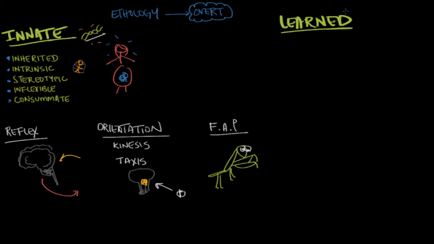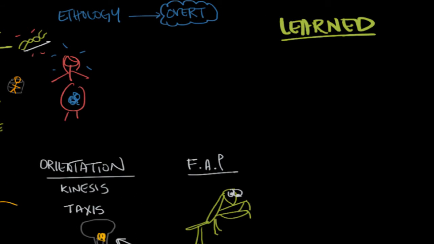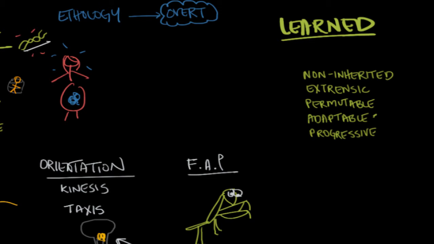Learned behavioral traits are those persistent changes in our behavior that result from experiences. Much like innate behavioral traits, learned behavioral traits have some general trends to them, and I've written them down as well to save a little bit of time, but we'll go through them. The first characteristic of learned behavioral traits is that they are non-inherited. Where innate traits were inherited, programmed into the DNA and passed to offspring, these are non-inherited. They are acquired only through observation or experience.